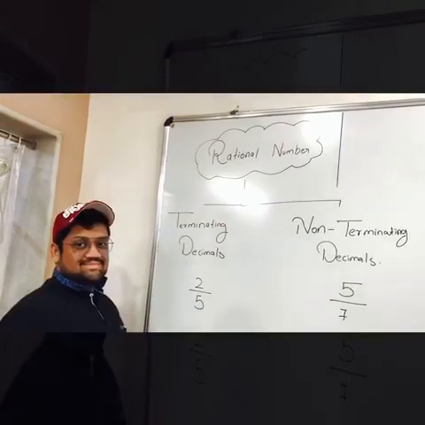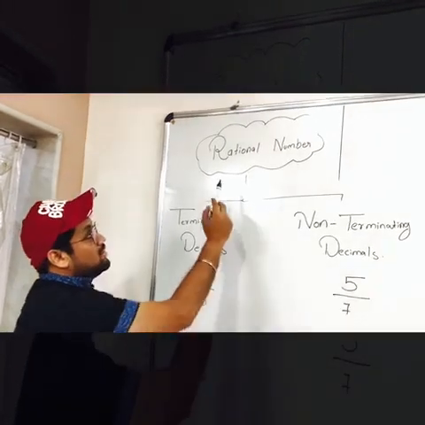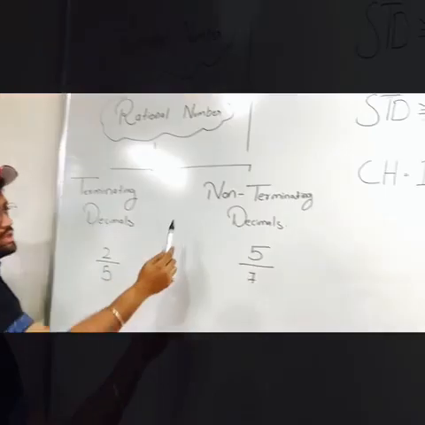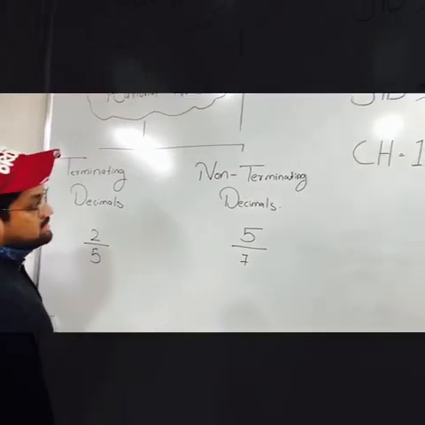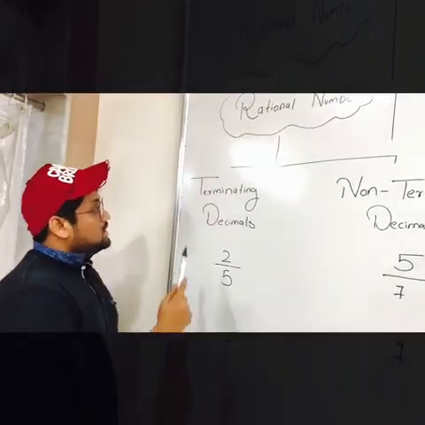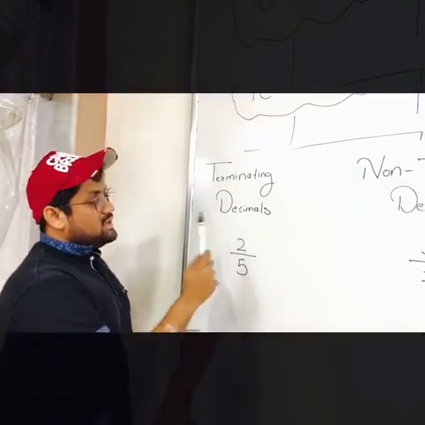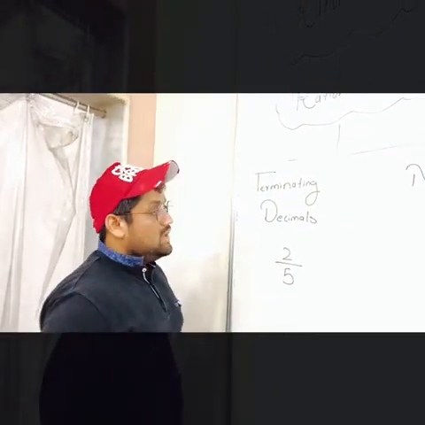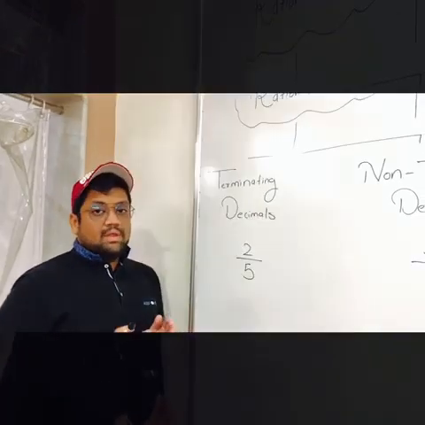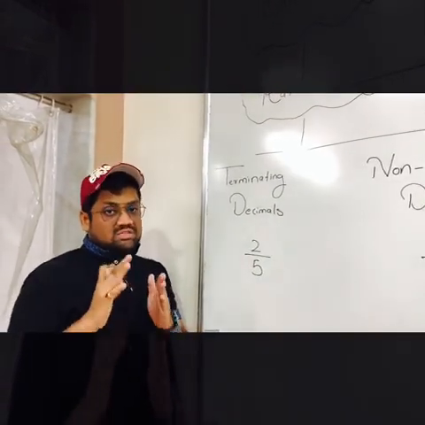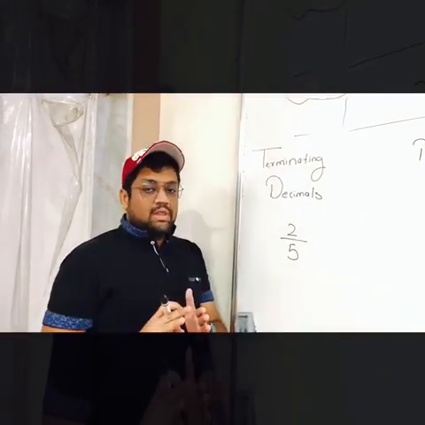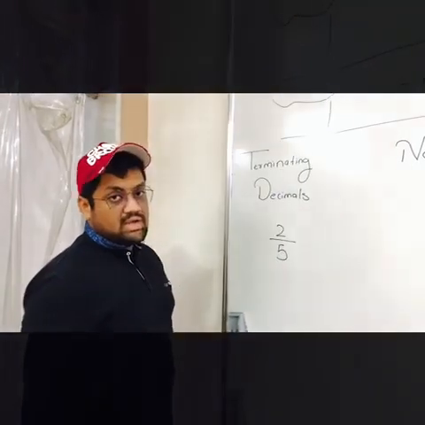Now a rational number can also be expressed as a terminating decimal or a non-terminating decimal. Now let us study terminating decimal. What do you mean by terminating decimal? When we divide the number, if the remainder comes to 0, that means it is known as a terminating decimal.